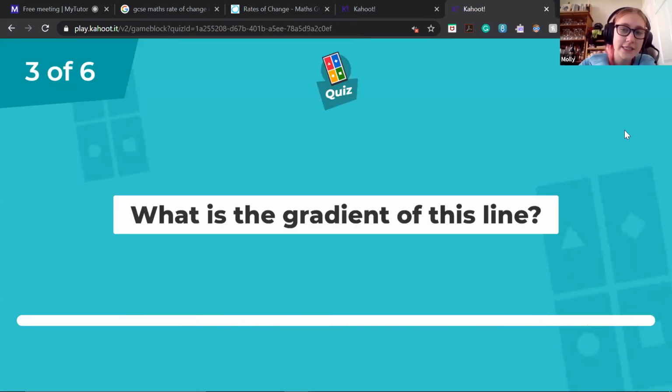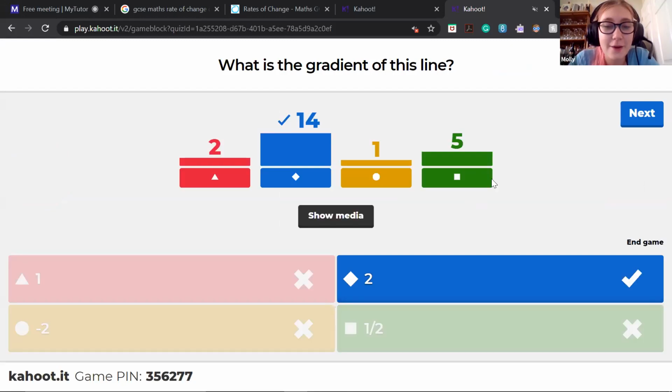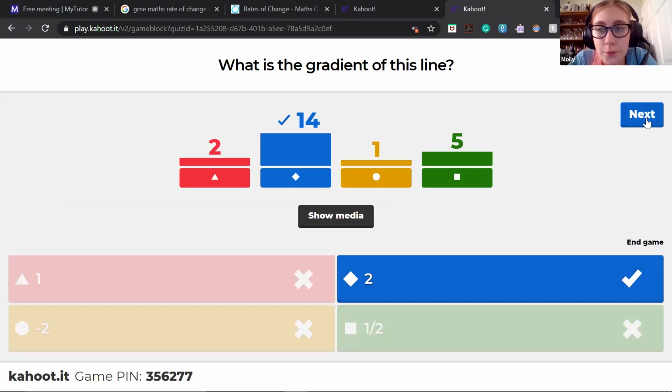So what is the gradient of this line? Remember our triangle method and see what you get. Perfect, well done. People who got a half, you might have accidentally done x divided by y. I'm using this triangle from 1 up to 3 on the y, so that's 2, and it's got a width of 1. So 2 divided by 1 is 2.